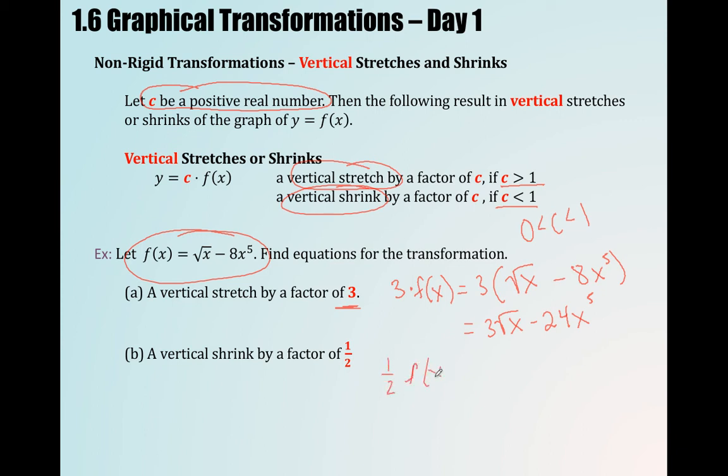And then I can do 1/2 f of x equals 1/2 times the square root of x minus 8x to the 5th, which will give you root x over 2 minus 4x to the 5th, or 1/2 root x if you want to express it like that. Right, so this would be a vertical shrink versus a stretch.